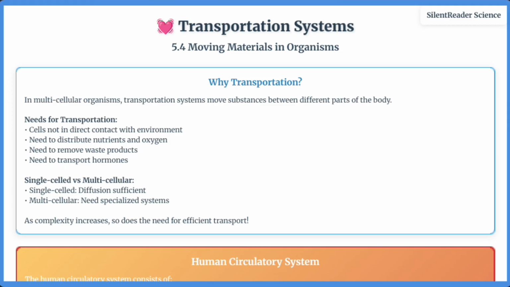Blood contains plasma as the liquid matrix, red blood cells for oxygen transport, white blood cells for immunity, and platelets for clotting. Activity 5.6 demonstrates the difference between arterial and venous blood flow. Plants have 2 transport systems. Xylem for water and mineral transport from roots to leaves, driven mainly by transpiration pull, and phloem for food transport from leaves to storage organs, requiring energy for active transport.